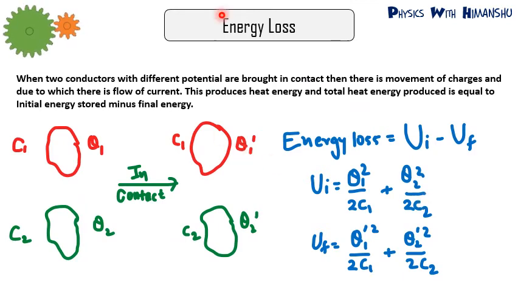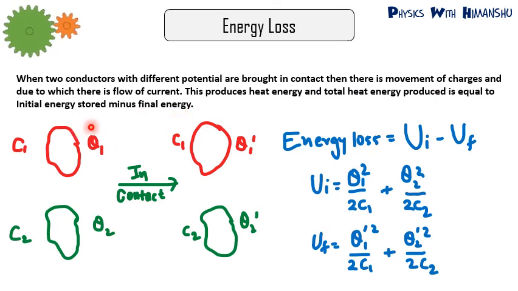Okay, now how to calculate energy loss when two conductors share charges. Remember this thing, that when two conductors with different potential are brought in contact, then there is movement of charges, and due to which there is flow of current. This produces heat energy, and total heat energy produced is equal to initial energy stored minus final energy.